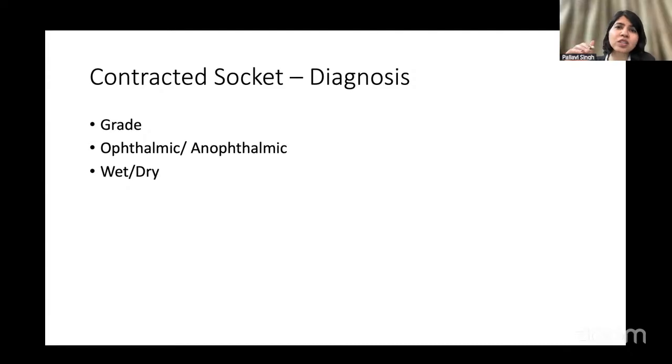You can either mention grade 0, 1, 2, 3, 4, or you can say that there is an area contracture or a volume contracture. You have to obviously mention whether it's an ophthalmic or an anophthalmic socket, whether conjunctiva is wet or dry. Again, because once you've made this diagnosis, this will then lead the viva in the direction of the management, where we talk about whether you're going to do an amniotic membrane graft or a mucous membrane graft. If there's volume loss, like I said, you might do a dermis fat graft. So all of those things.